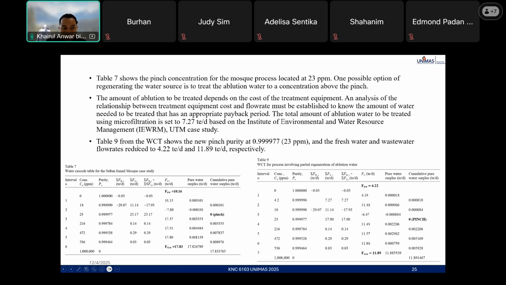So from Table 9, the WCT shows the new pinch purity at 0.9977, and the freshwater and the wastewater flow rates are reduced to 4.22 and 11.89 tons per day respectively. Why? Because we treated the water. See that 7.27. So we treated the 25.17 minus 7.27, so 17.9.